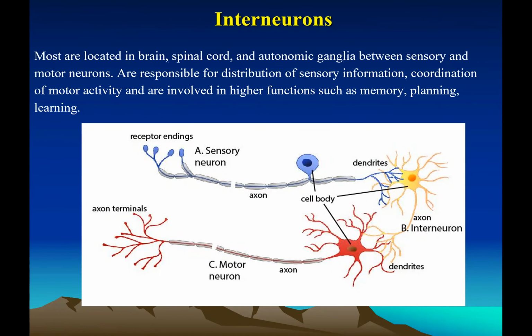Interneurons are located in the brain, spinal cord, and in the autonomic ganglia between sensory and motor neurons. They are responsible for distribution of sensory information, for coordination of motor activity, and also your intelligence, your memory, your planning, your learning. All of them reside in the functions of the interneuron.